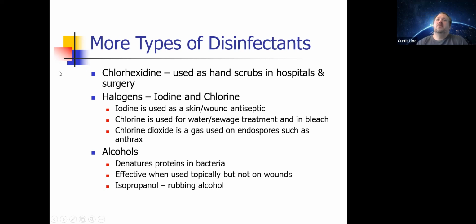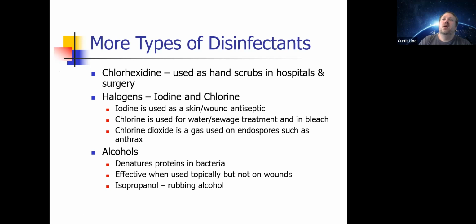Okay, and then of course alcohol. The biggest problem with alcohol is that it's very flammable. That's the biggest drawback with alcohol. And of course, depending on what type of alcohol, it can be very toxic. It can be very caustic to the skin.